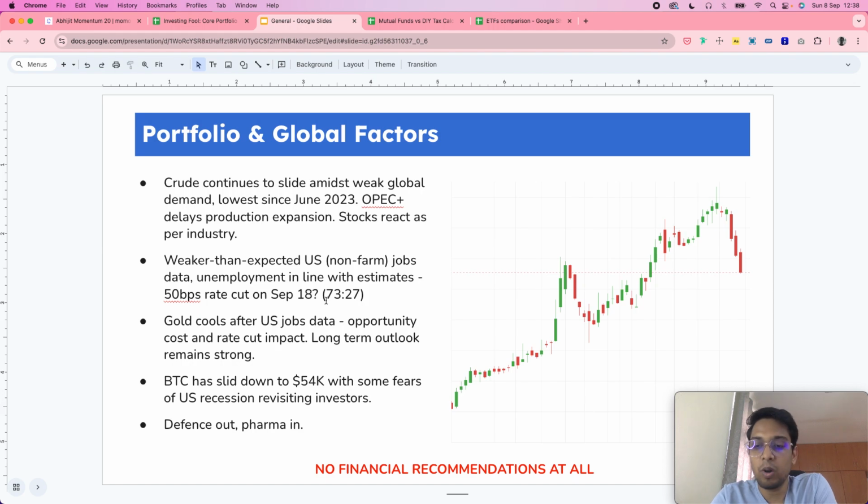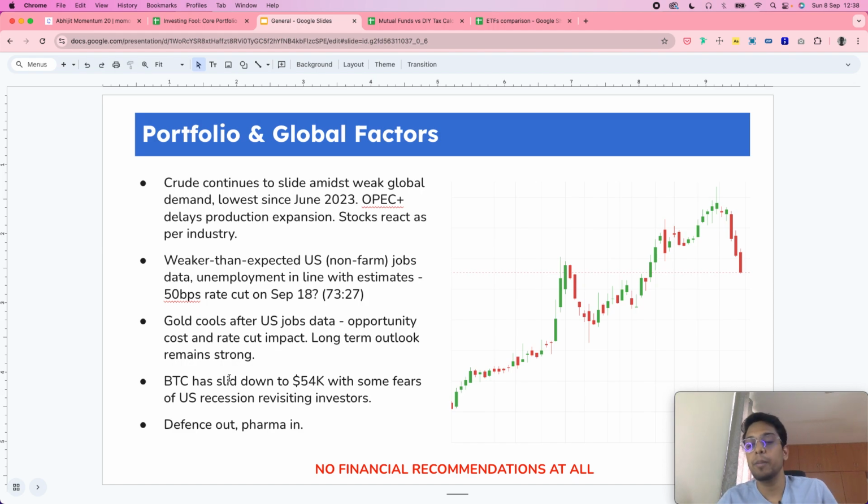But yeah, with all those fears, Bitcoin has really slid down, and it was holding well above like 60K. But let's see how it goes. This week it should be oscillating, but after September 18, how it behaves. The general trend of defense out, pharma in the portfolio has been continuing.